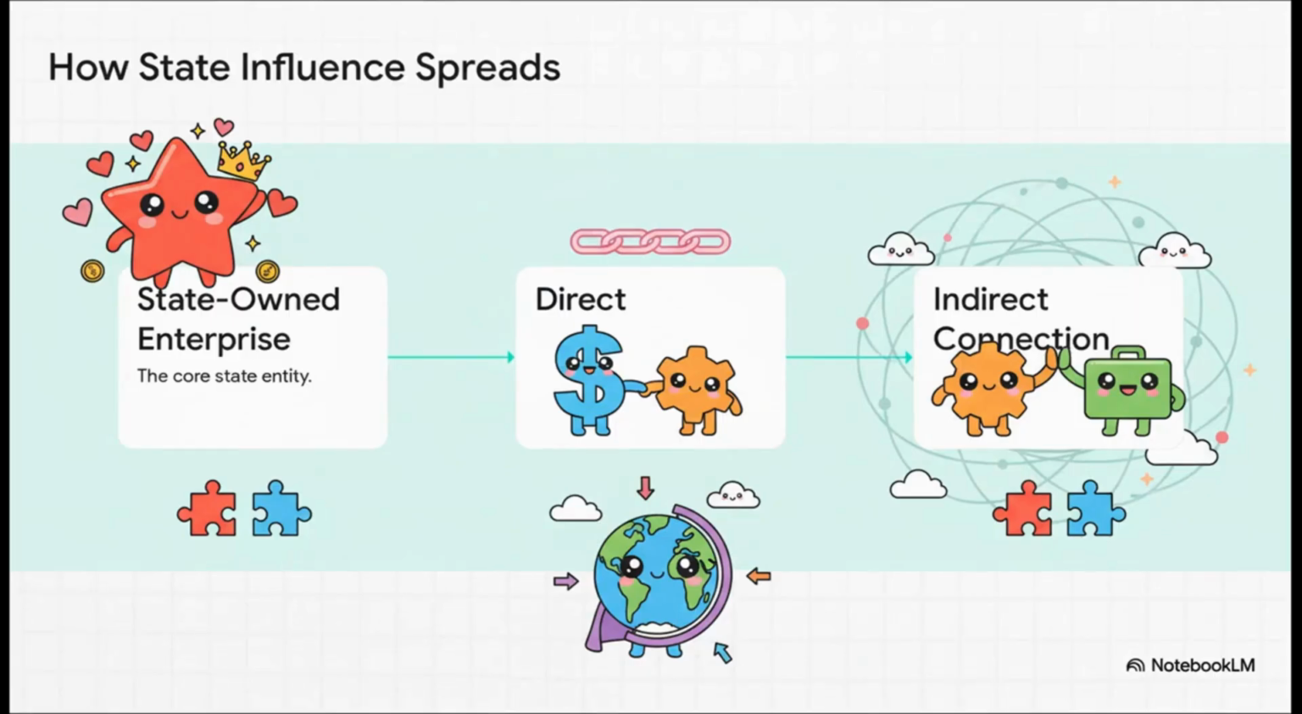So how does this influence actually spread? Well, it's like a chain reaction. A state-owned enterprise partners directly with a private company. That's a direct link. But then that company might go and partner with another private firm, creating an indirect link. The end result is this unique hybrid economy, strategically guided by the state's long-term national goals.